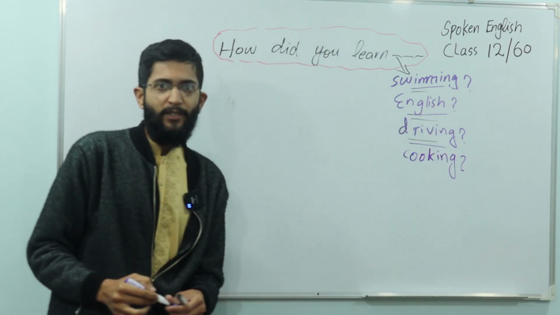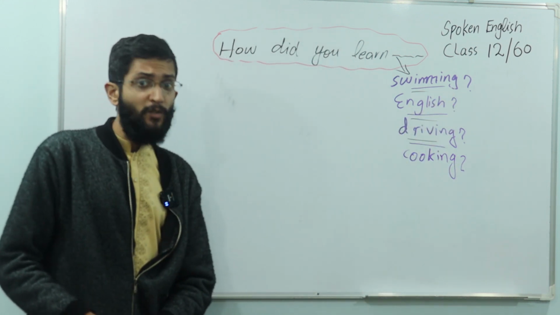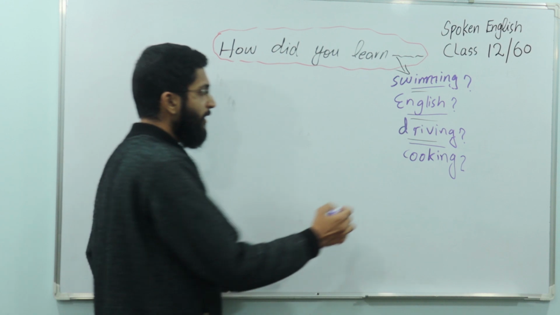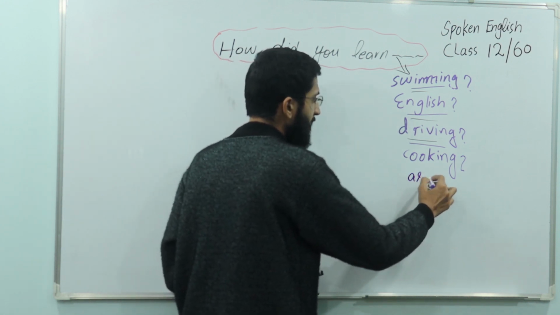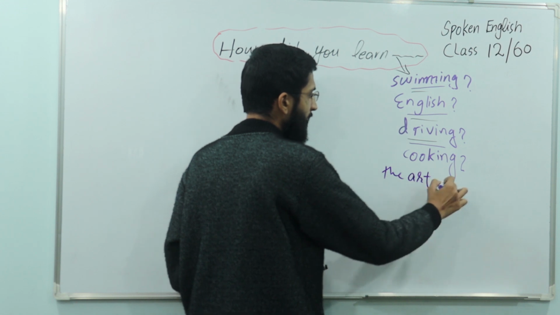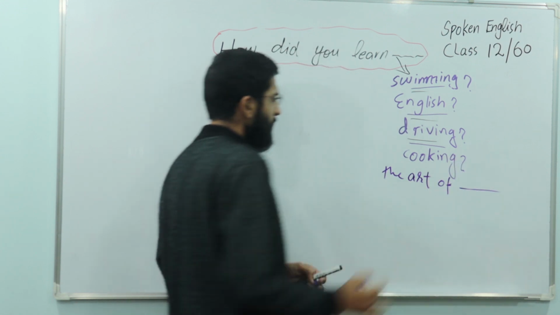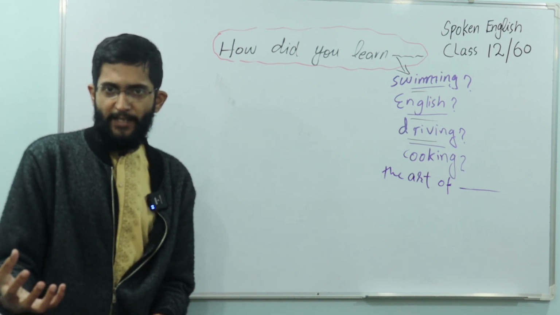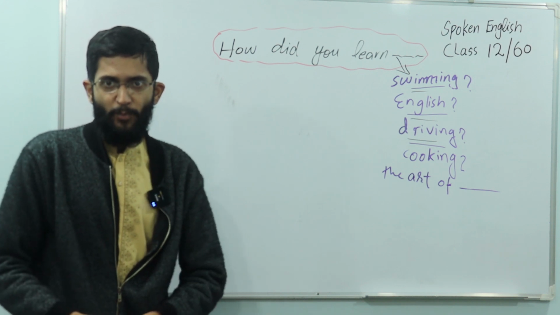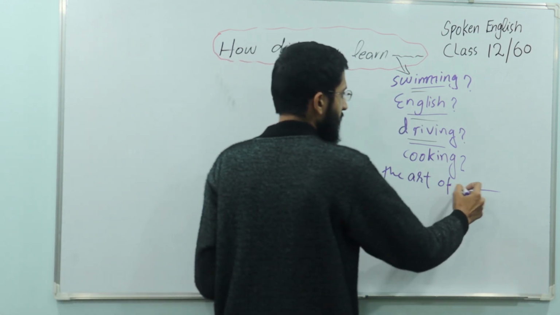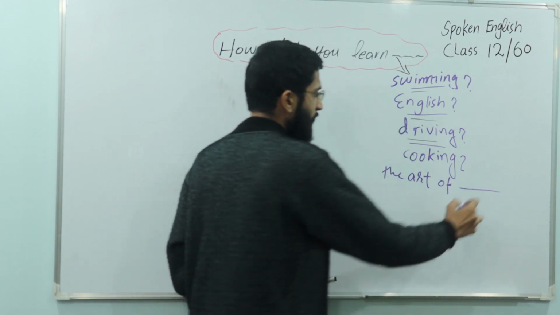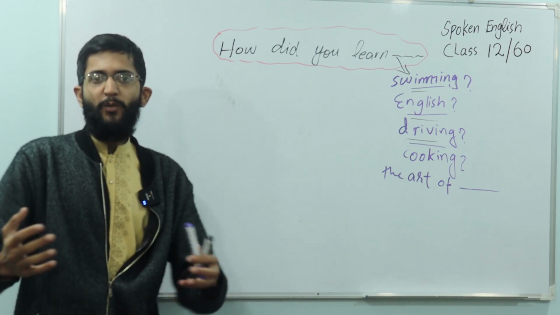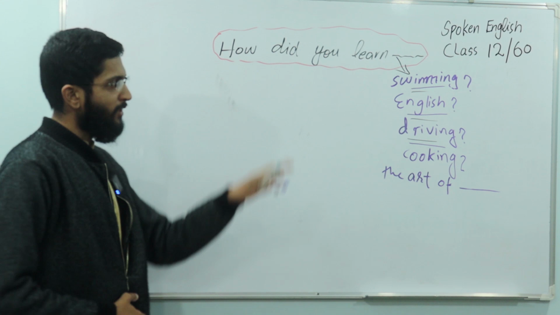These are one word skills. How did you learn mathematics? How did you learn physics? How did you learn this particular subject? The next can be a noun phrase, the art of something, the art of impressing people, the art of tolerating the behavior of the people, like the art of tolerating or bearing the behavior of the people. The behavior of the people is another big phrase.